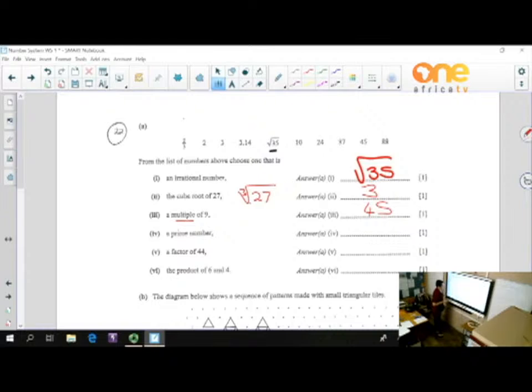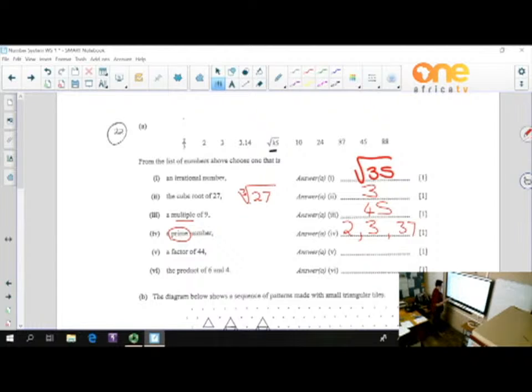Multiples. Then a prime number. We said a prime number is a number which has only two factors, 1 and itself. 1 is not prime, and 2 is the only even prime number. So all the other prime numbers are odd numbers. We have to look at odd numbers. So now we have to look at which of these have factors. 2 and 3 are prime numbers, and then the other one would be 37. So you could have chosen any of those.